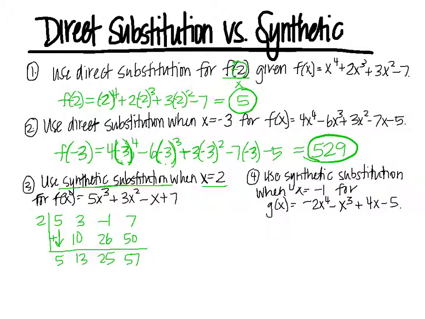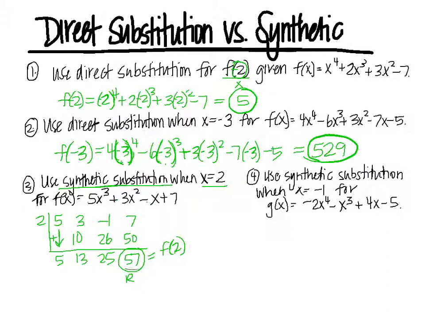Now, here's one thing about synthetic substitution. This remainder is exactly the same thing as if I would have plugged f of 2 in. If I would have taken 2 and directly substituted it in, I would have also gotten 57. So pause a minute, try that.